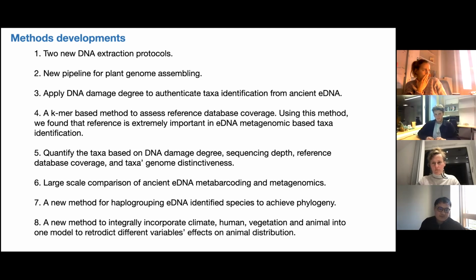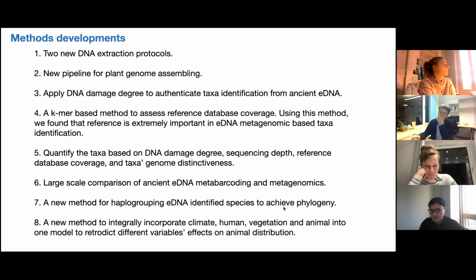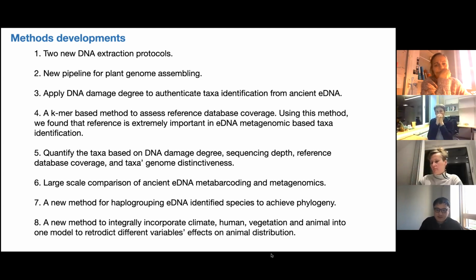And we also developed a new method to quantify the taxa based on a few variables, including DNA damage degree, sequencing depth among different samples, reference database availability for different taxa, and also the taxa's genomic distinctiveness. We also did a large-scale comparison of ancient eDNA metabarcoding against metagenomics. And also this method for haplogrouping the eDNA metagenomic data identified species to achieve phylogeny, as I showed before for the mammoth case. And this last method, this model, comprehensively incorporates different components into one model to predict the effects of different factors on the animal distribution.